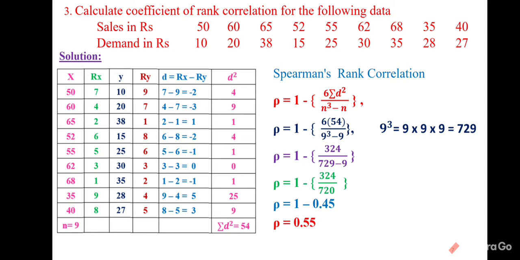This value lies between 0.25 and 0.75, so it is moderate. The conclusion we write is: the rank correlation between sales and demand is moderately positive correlation. The conclusion is given in the same way as for the correlation coefficient, and we can follow the same.